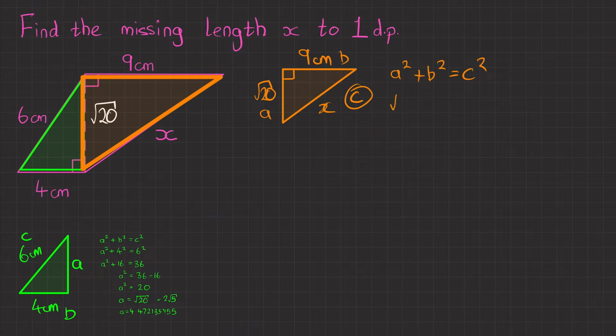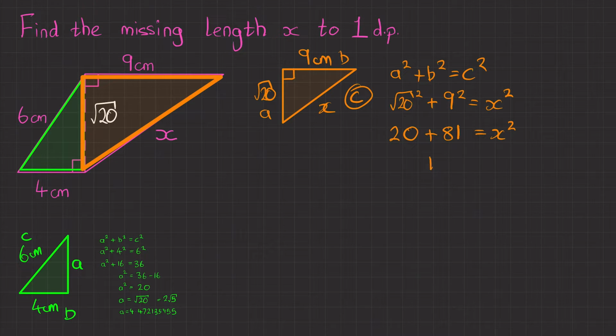Substituting our values, so we've got root 20 squared plus b squared, which is 9 squared, equals c squared, which is x squared. Because it's nice, I'm going to write out the values in full. So root 20 squared ends up becoming 20. 9 squared is 81, equals x squared.